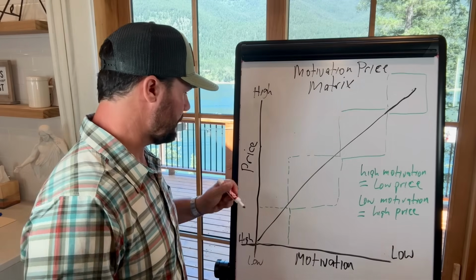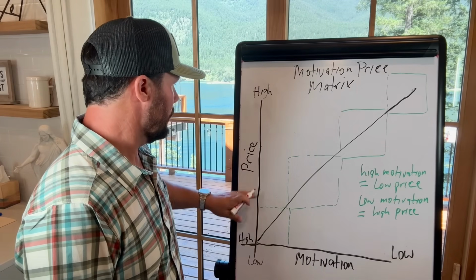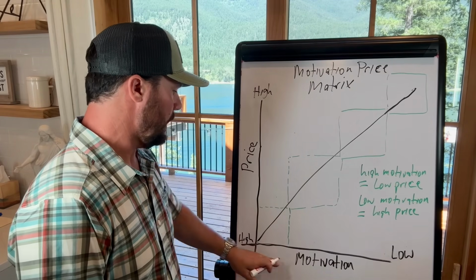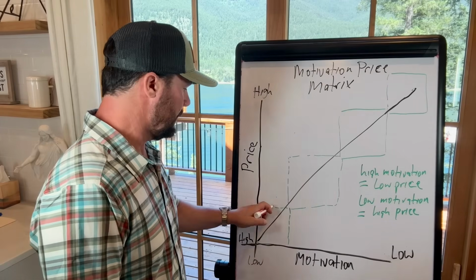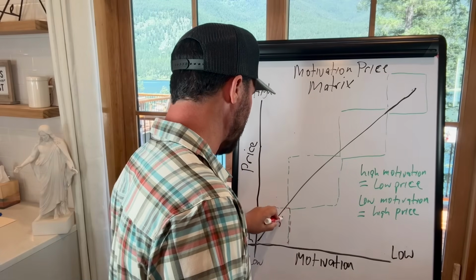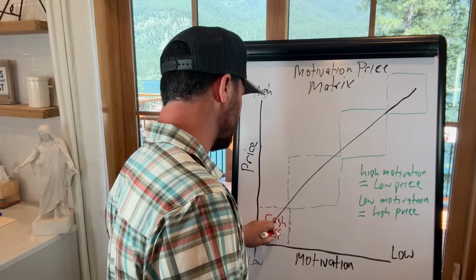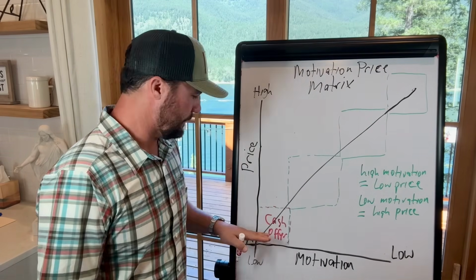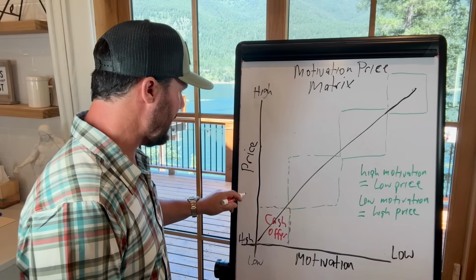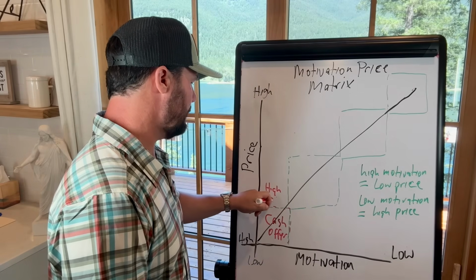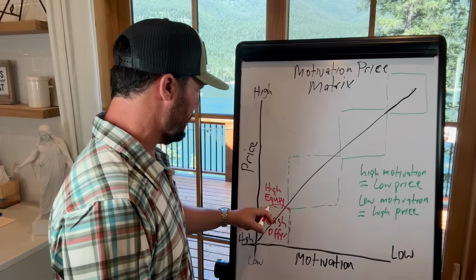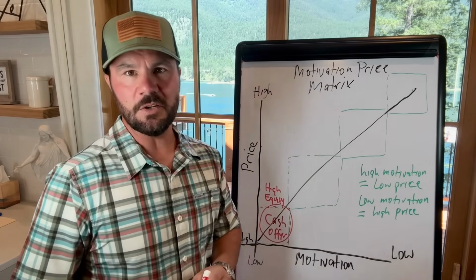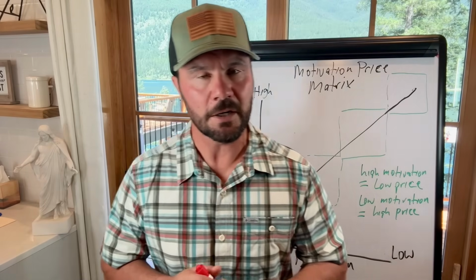Let's look at this first quadrant here. This would be where the price is low, motivation is high. In this situation right here, this is where we make our cash offer. This is a cash offer situation. For this to work, there has to be high equity because they have to be willing to sell at a discount. This is the sweet spot right here.